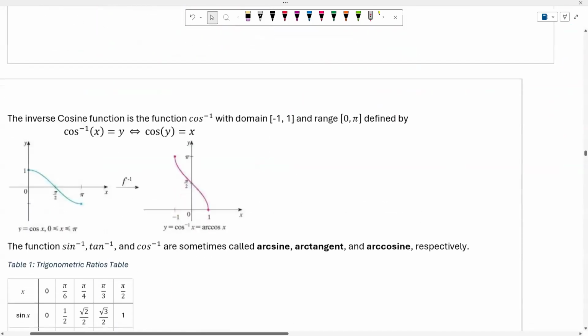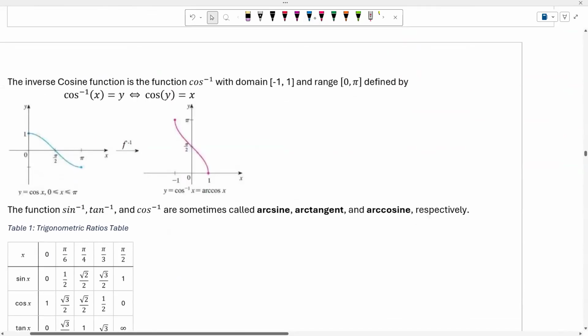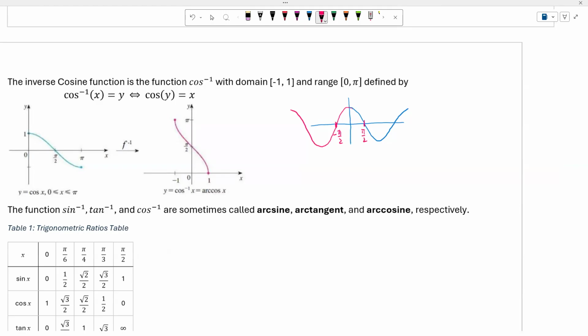Now similarly for the cosine function. The cosine function is a little bit different from sine and tangent. If you keep it restricted between negative pi over 2 and pi over 2, then the function is not one-to-one. So for the cosine function, we would like to restrict the domain between 0 and pi.